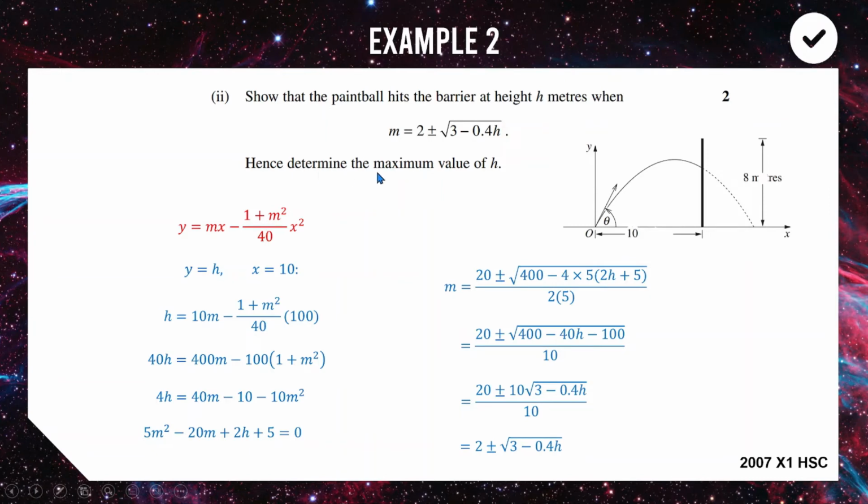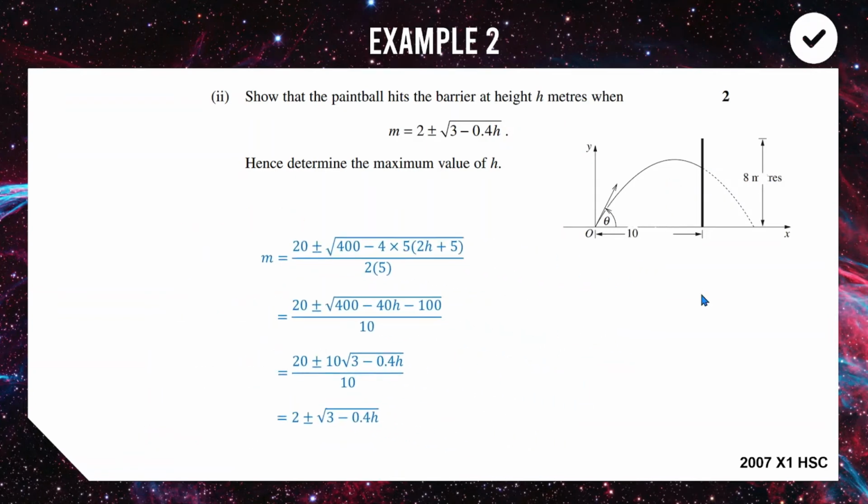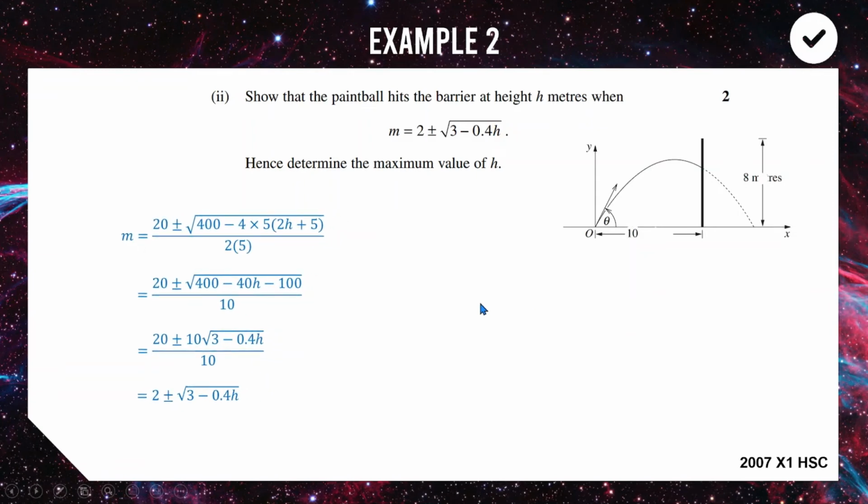It says, hence determine the maximum value of h. So we're trying to find the biggest number that we can put into this square root that's going to give us an actual answer because we want to actually have a value of m so that we pass through the hole. We hit h, basically. Okay, so move that over there. Determine the maximum value of h.